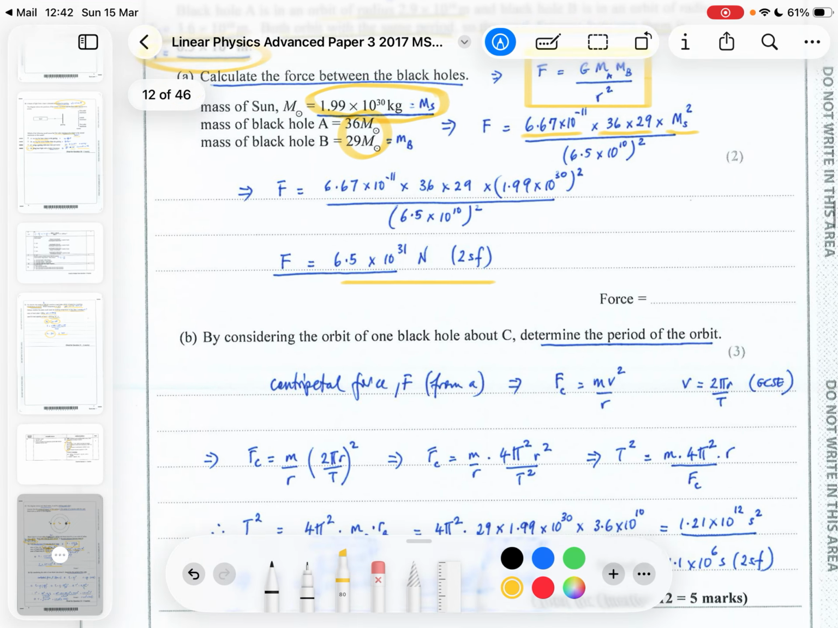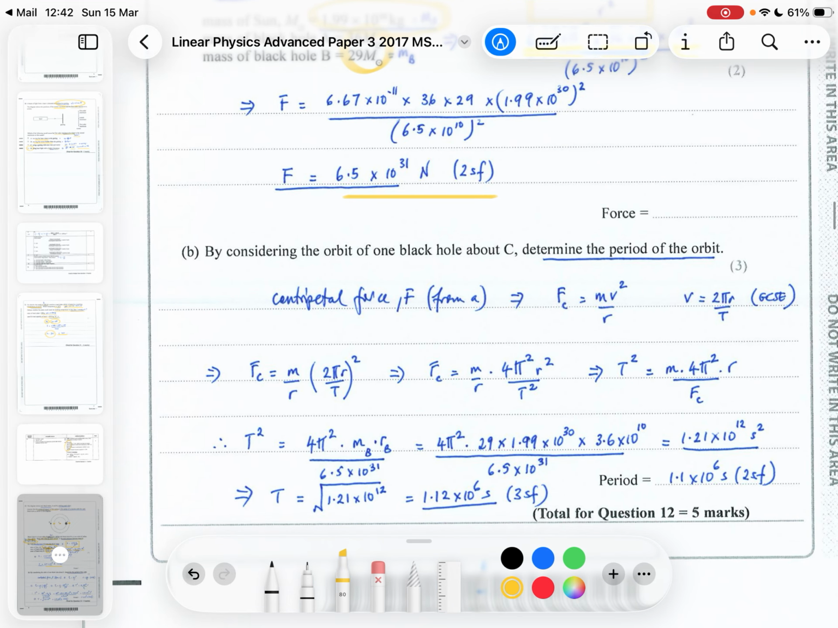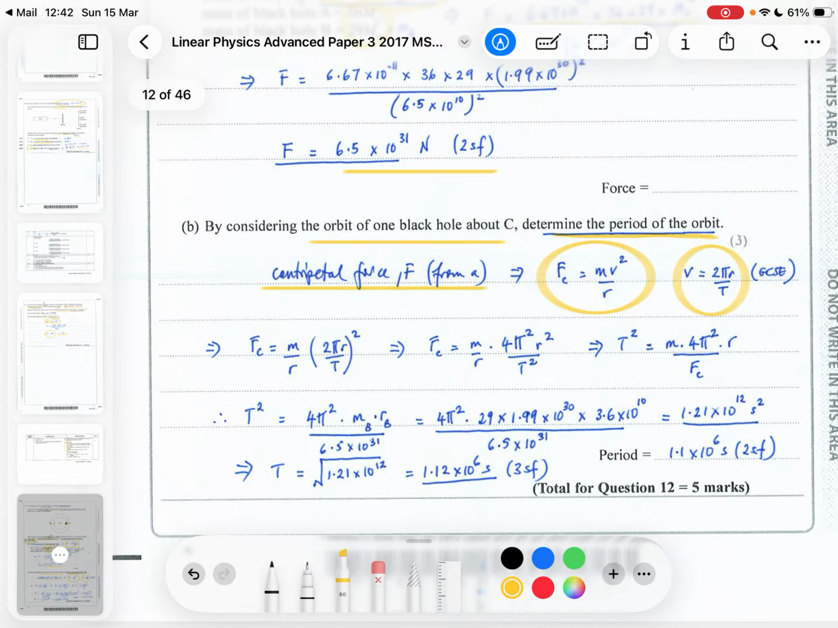Okay. Then it says by considering one black hole, yeah, you can determine the period of that orbit. Well, basically it's centripetal force, so you're using further maths. So you know mv squared over r must be equal to the force that we just calculated above. And you know v is, from GCSE, is 2 pi r over t for circular orbits. Okay. Remember, physics is the simplification of reality. So I know no orbit is 100% circular. So this allows you to do the algebra.